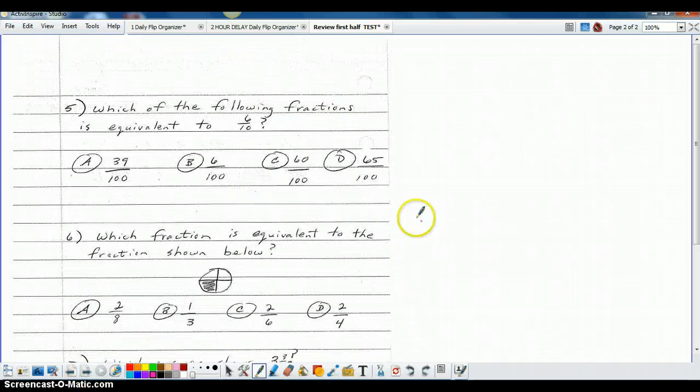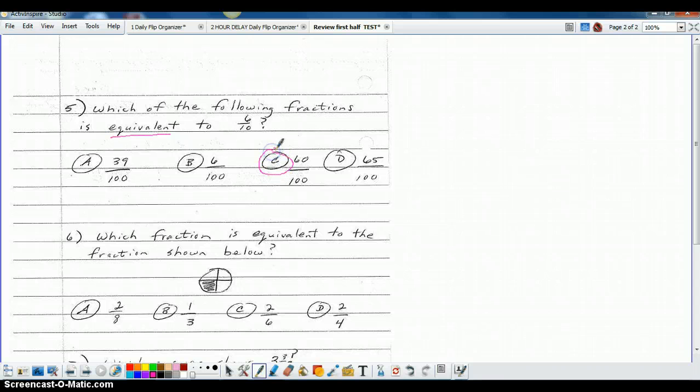Flip it over to the back. Let's do the back questions. Here we are again, looking for equivalent fractions. Well, I showed you earlier how to divide fractions to come up with equivalency. Now is the easier way to do it. Just multiply. So which, A, B, C, or D, shows an equivalent fraction of 6 tenths?